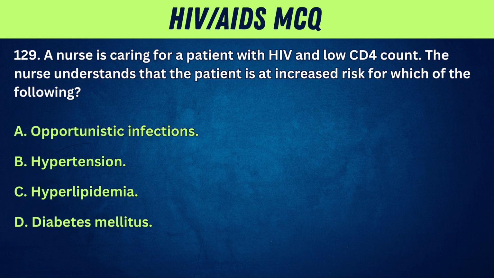129. A nurse is caring for a patient with HIV and low CD4 count. The nurse understands that the patient is at increased risk for which of the following? A. Opportunistic infections. B. Hypertension. C. Hyperlipidemia. D. Diabetes mellitus.